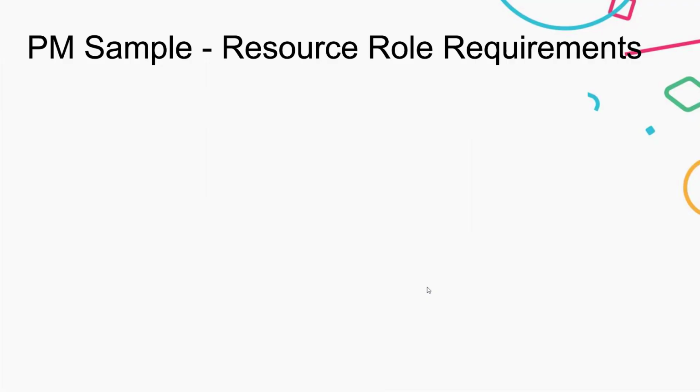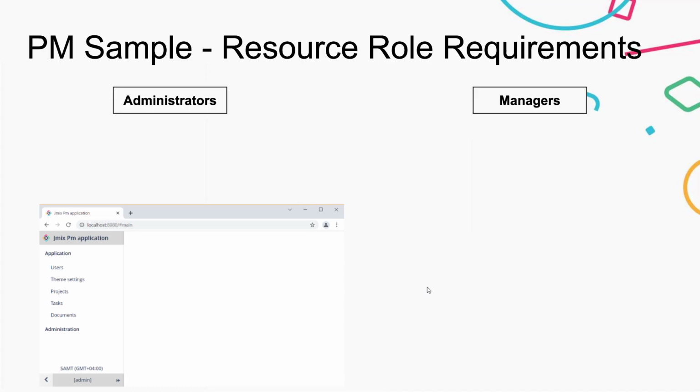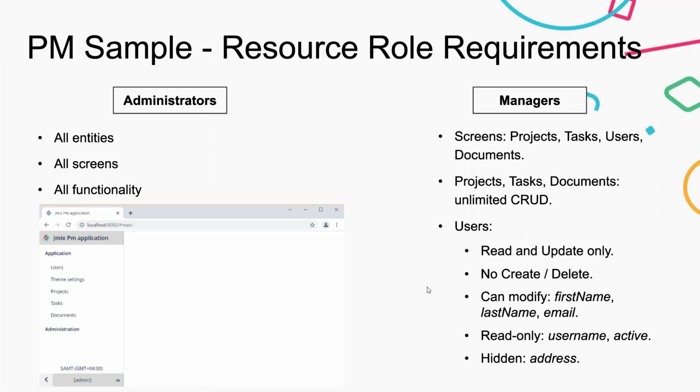To demonstrate a practical example of creating a resource role, let's consider the following technical task for our project management sample project. There are two groups of users in the system, administrators and managers. Administrators have unlimited access to the system and all its resources. Managers are limited in what they can do.